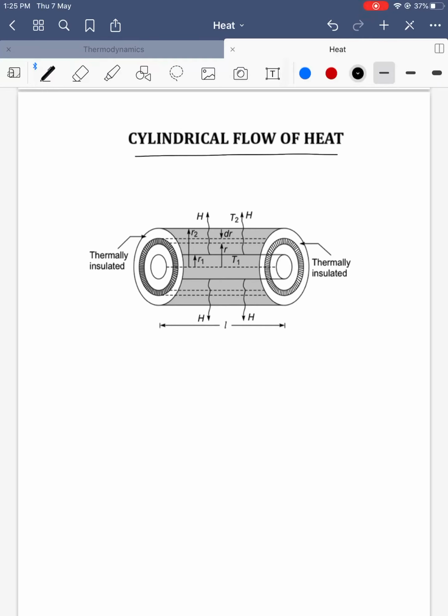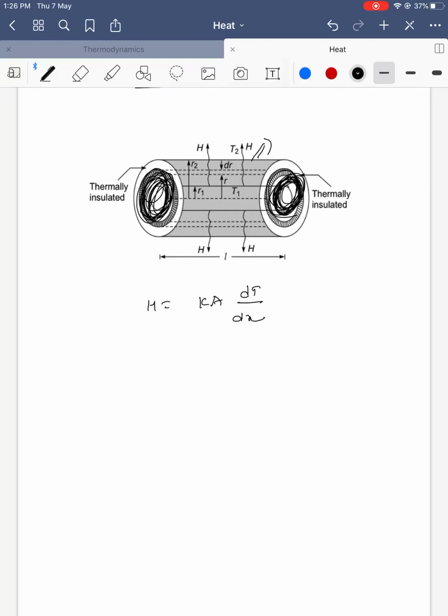Cylindrical flow. In this section, the sides, the circular sections, are insulated, meaning there is no heat transfer from those sections. The transfer of heat is happening from the outer surface. In this case, how do we find the heat transfer? H is equal to K A into dT by dx. So radially it is going outwards.